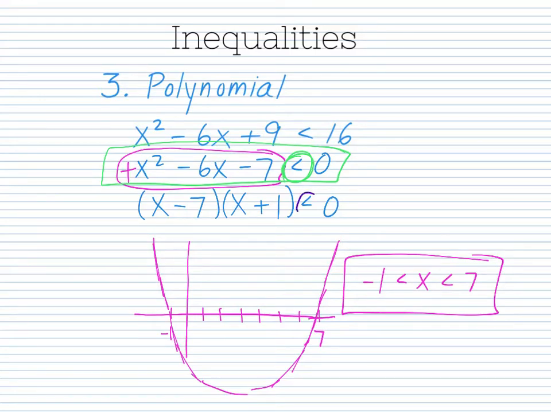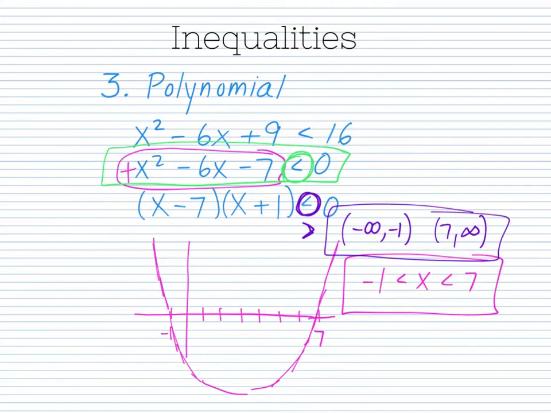Now, if this symbol had been greater than, then our answer would be negative infinity up to negative 1, not including negative 1, and then also 7 to infinity. Or we could have said x is less than negative 1, x is greater than 7. We can talk about the different ways to write this answer, but they all mean the same thing. It's either outside the intercepts or inside. And for this problem, it was inside because it was less than.